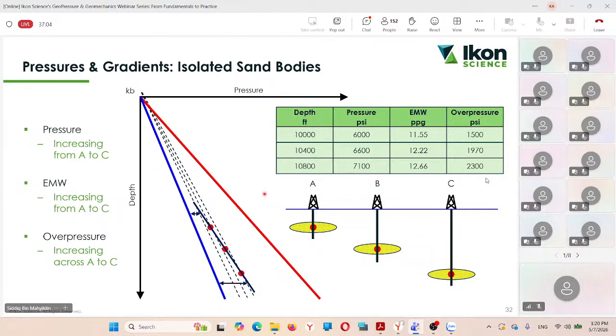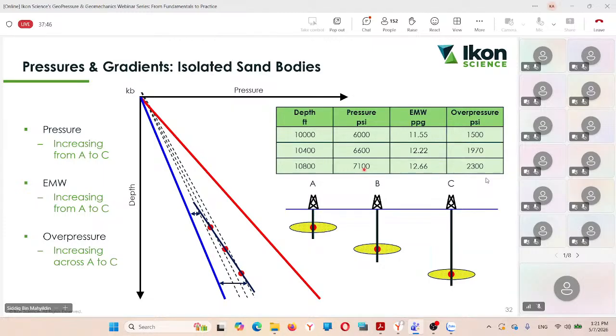An example of disconnected sand: over here, I have isolated sand bodies. This could be a case of perched water, or different stacked layers of sand, for example gas, which can happen when we have a different pressure regime and so on. It happens quite often in the Gulf of Mexico, offshore Africa, and even around here as well. You can see I have three different sands, A, B, C. They are all at different depths, right? And when we take the pressure readings, the average pressure reading increases from 6,000 up to 7,100.